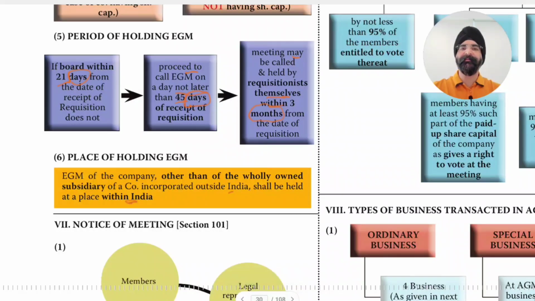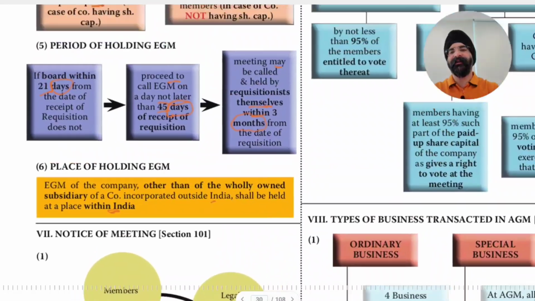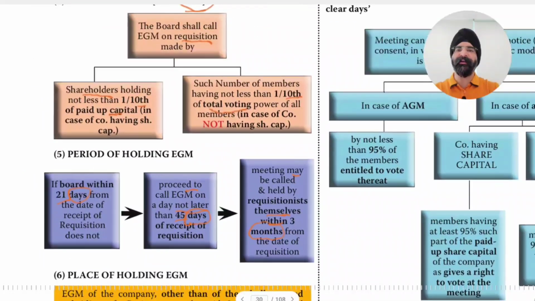However, if the company is a subsidiary of a company which is incorporated outside India, then EGM may be held outside India also, provided the holding company is incorporated outside India. Otherwise, EGM should be held at any place in India, and EGM can happen even on a national holiday. The restriction that a general meeting will not happen on a national holiday is applicable only for annual general meeting. Clear?